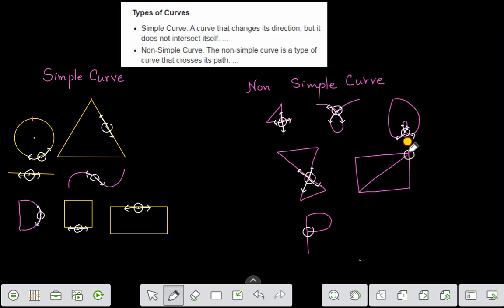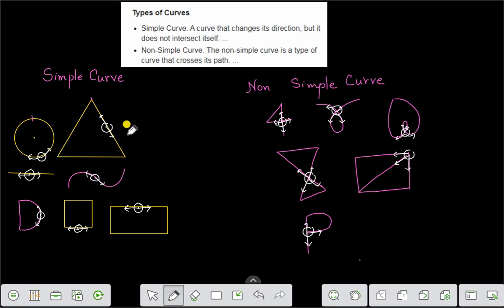Take this point. You can move in this direction. You can move in this direction. You can also move in this direction. That means there are three directions in which you can move. That means this is a non-simple curve. Take this point. You can move in this direction. You can move in this direction, and you can move in this direction. That means there are three directions in which you can move. That means, by definition, we can say that a simple curve, a curve that changes its direction but does not intersect itself, is called a simple curve. And all these figures are simple curves, and all these figures are non-simple curves, right?